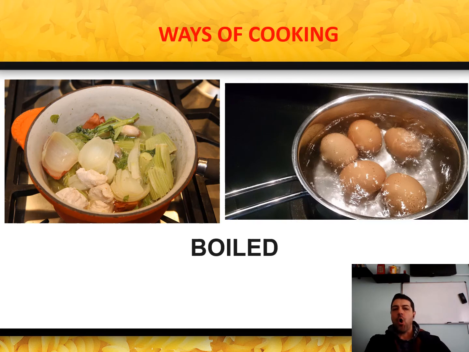When you have ways of cooking, we need to know some special words because they'll be important to prepare those food. So the first word I put here is boiled. What is boiled? You cook in hot water. You have two examples here. You have the vegetables that are boiled, and you have the boiled eggs. That's nice. Very good. I love it.